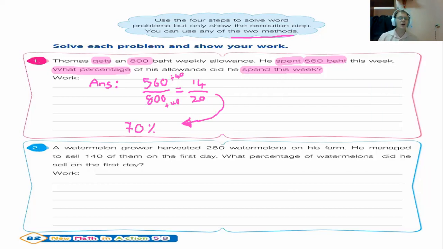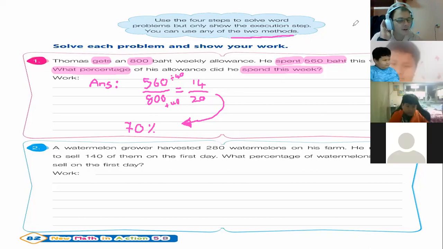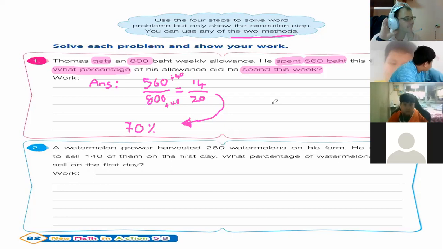Guys, number 2, let's all work together here and pay some attention. Let's see if we can answer number 2. A watermelon grower harvested 280 watermelons on his farm. He managed to sell 140 of them on the first day. What percentage of watermelons did he sell on the first day? So how much did he get? Who can tell me? How many watermelons did he get? Anyone?